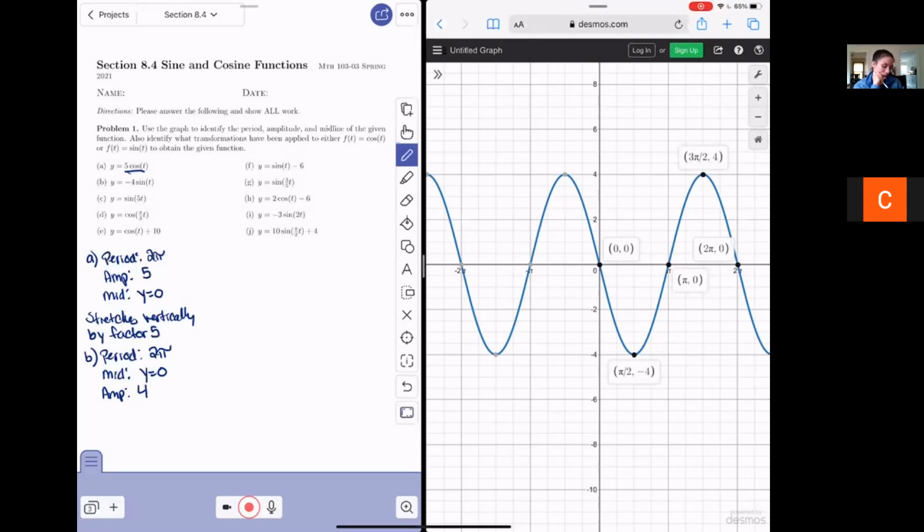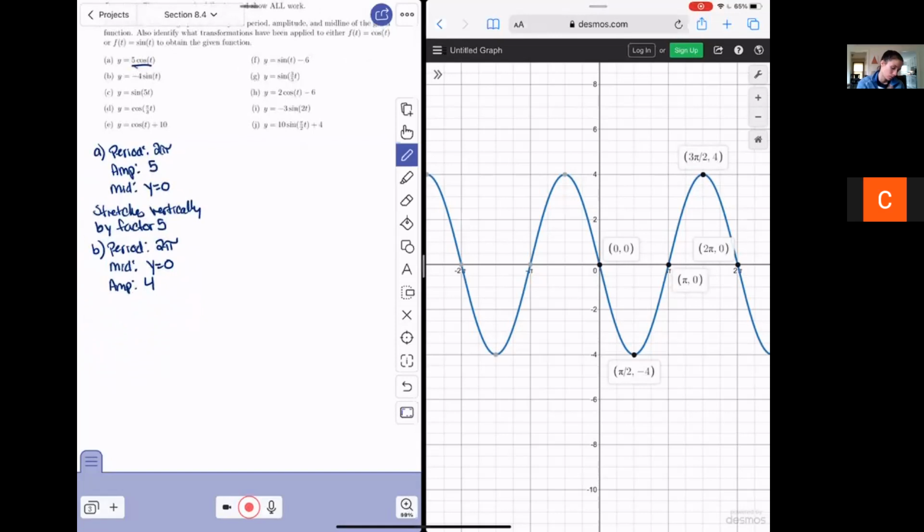Okay, next then, how am I transforming this function? It stretches vertically by factor 4 and it flips across the x-axis. Good, yeah. So stretched vertically, it's not C, by factor 4 and flipped over x-axis.